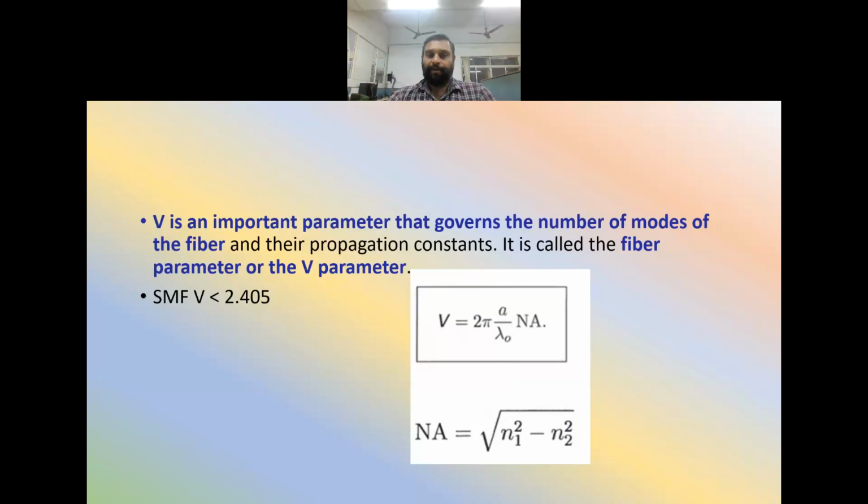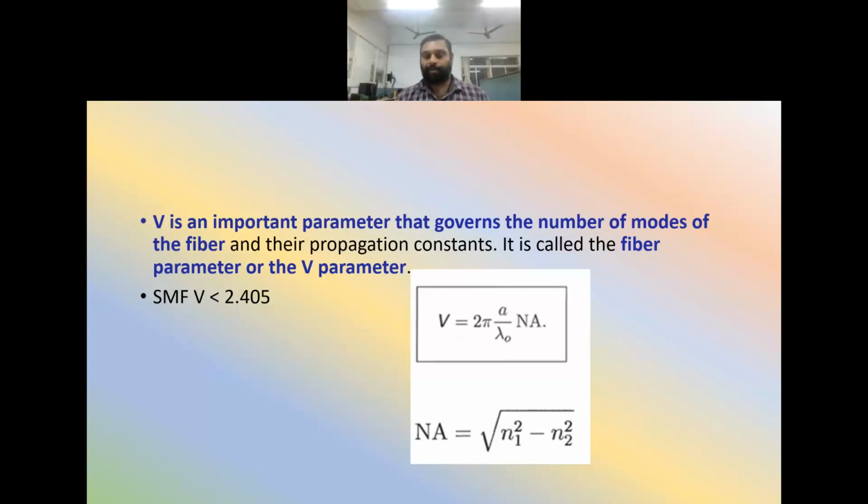Another important parameter related to the fiber optic cable is the V number. This V number will tell us whether the optical fiber will act as a single mode for a particular wavelength. The V number equation is V equal to 2 pi a by lambda into NA. The V number depends upon the wavelength. That is obvious from the equation.